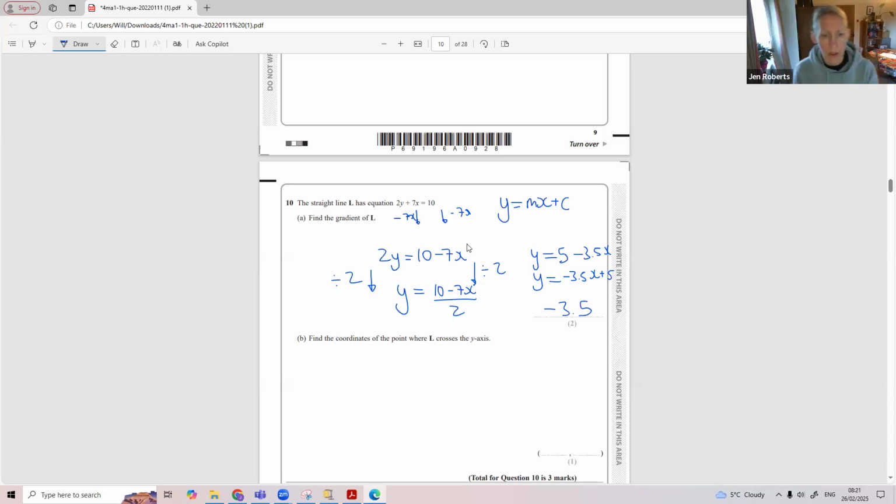Find the coordinates of the point where L crosses your y-axis. Don't even need to do any working out, do we? That's the y-intercept we're looking for. What is your y-intercept? Well, it's already in the form y equals mx plus c. So your y-intercept is 5. So what's the coordinates? 0, 5.